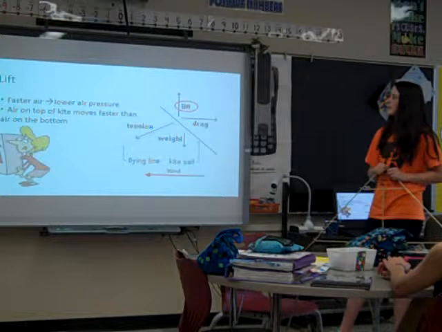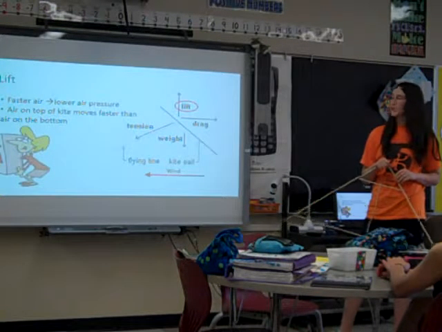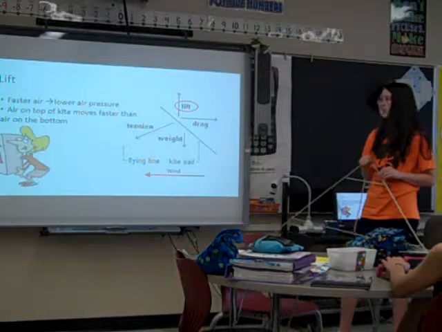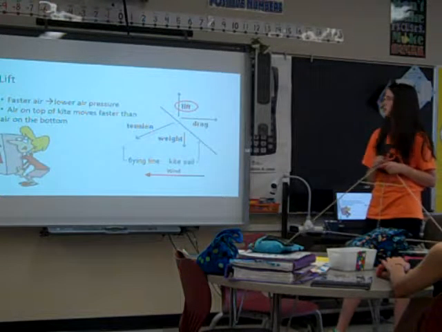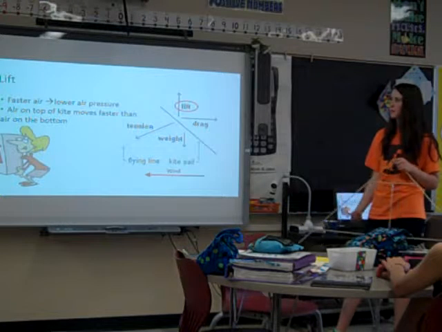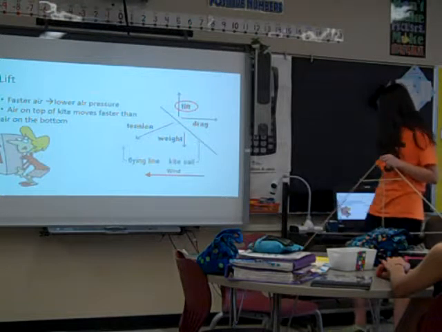There's a law that says the faster the air is, the lower the air pressure is. So kites are designed so that the air on top of them moves faster than the air at the bottom. So the air on top has lower pressure than the air at the bottom, and so lift is created.